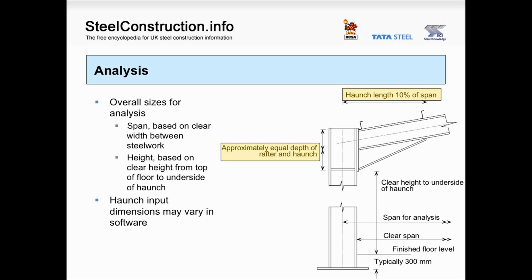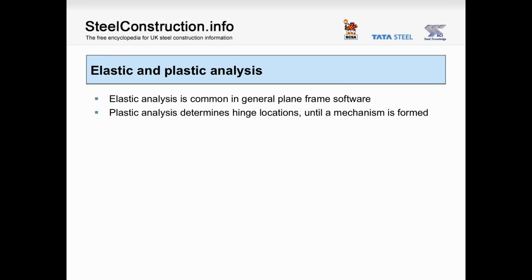One or two comments about the methods of analysis which are available to us for portal frames. Commonly available software for plain frames is likely to be elastic analysis. Traditionally, portal frames were designed using plastic analysis, and a plastic analysis looks for plastic hinges and looks for sufficient plastic hinges to cause collapse. That's the basic approach in a rigid plastic analysis.